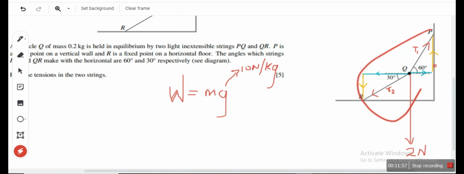So we have all this. Because we are told that it's in equilibrium, the vectorial sum of forces in the same plane must be equal to 0. In other words, total forces upwards, which is only this one, must be equal to total forces downward, which will be these two. We form an equation. Also, total forces to the left, which is only this one, must be equal to total forces to the right, which is only this one. We form an equation. We can solve the two simultaneous equations to get T1 and T2.